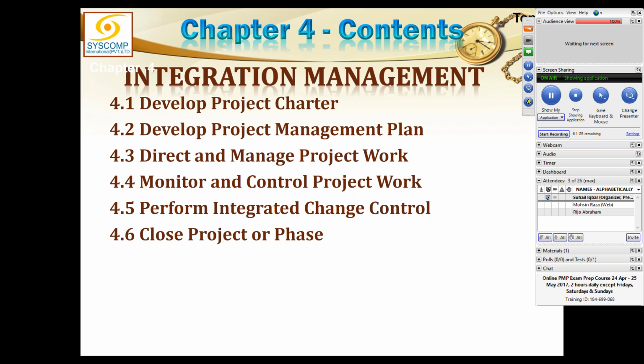Now, what is the responsibility of integrated change control? All the change requests have been received here. It will further analyze these change requests and it will process them. It will get them accepted, rejected, or whatever status is being allocated to them. That is done here in integrated change control.